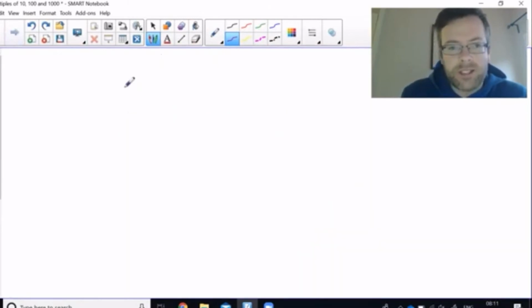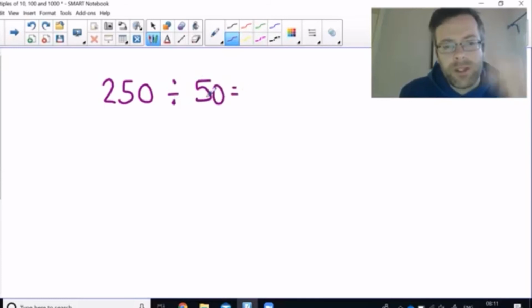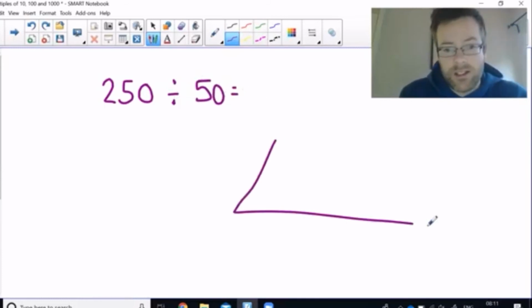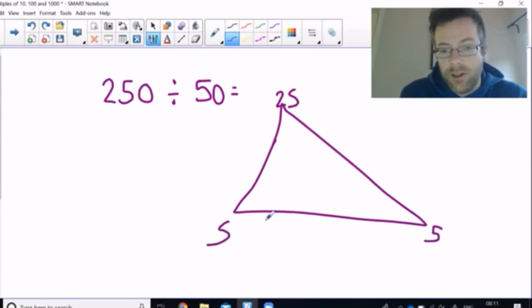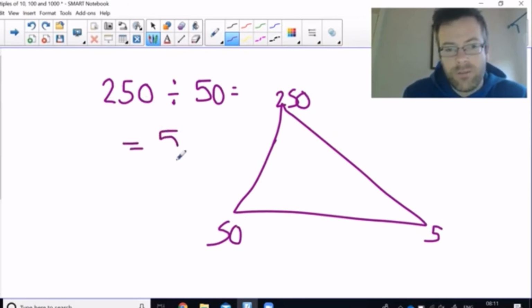Let's do another one. Let's say we've got something like 250 divided by 50 equals something. Well, I can see the easy question there is 25 divided by 5. And I know that equals 5. Now this needs to be 10 times bigger because it is there. And then I need to make one of these 10 times bigger. So I'm going to make this one 10 times bigger to make it the 50. That's the same as that. That's the same as that. So my answer is 5.